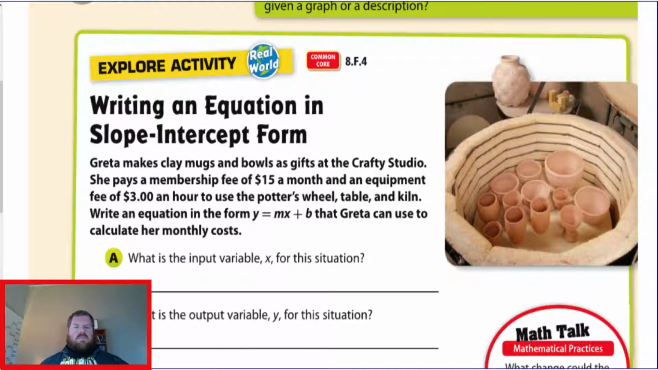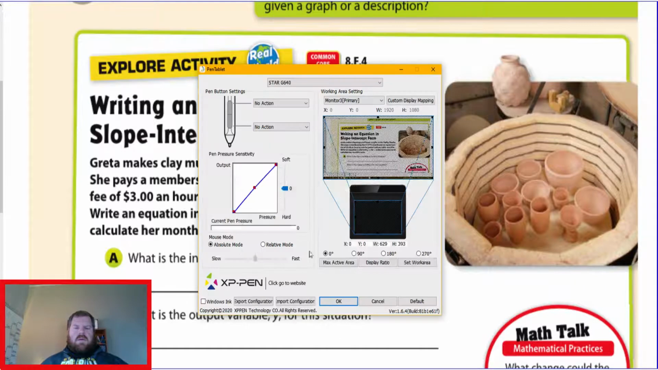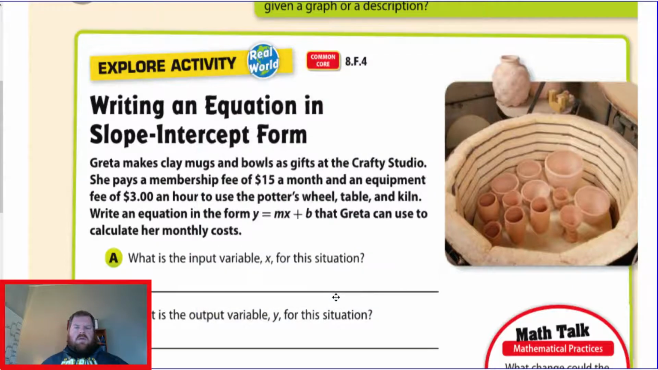Let me just make sure that I'm all squared up, and I'm not, so let me fix that just here really quick. Come on. And 3. Okay, now we're good to go.